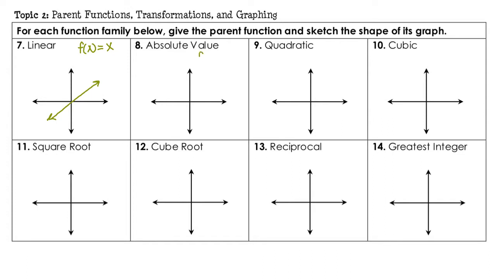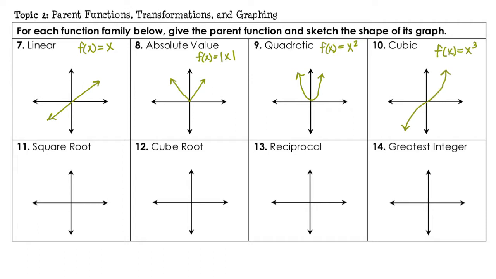Absolute value, that's going to be f at x equals the absolute value of x. And that should be a V with the vertex sitting here at the origin. With your quadratic, that's going to be your x squared, so f of x equals x squared. And again, you're going to do your U shape here. And so now we're to our cubic. The next one is cubic, so that means that we're going to have f of x equals x cubed. And for our cubic function, keep in mind the shape of that.